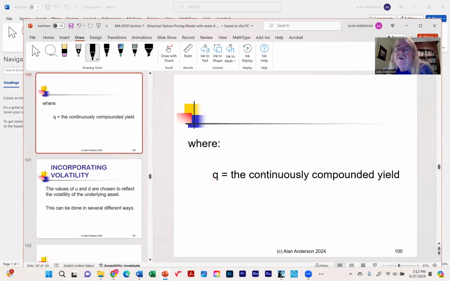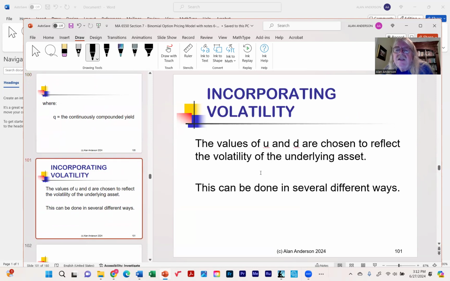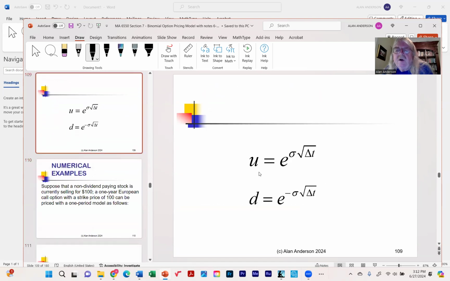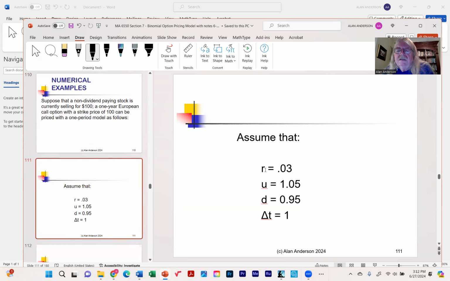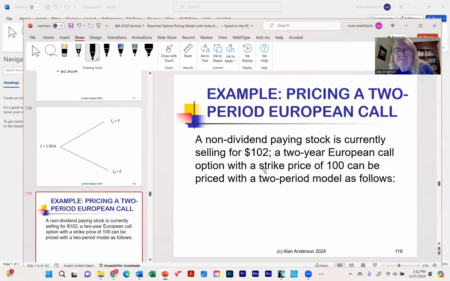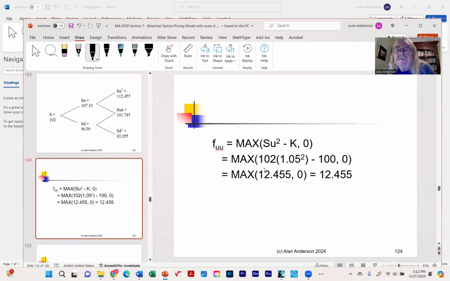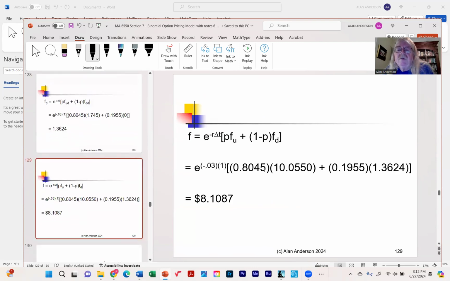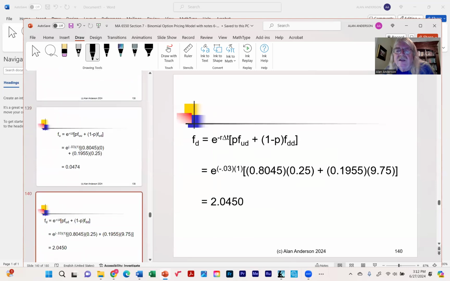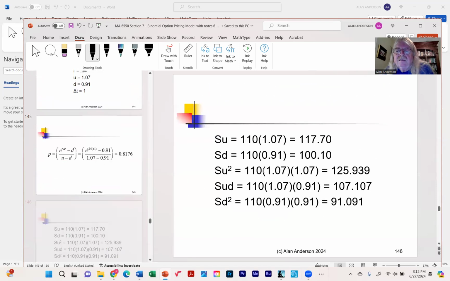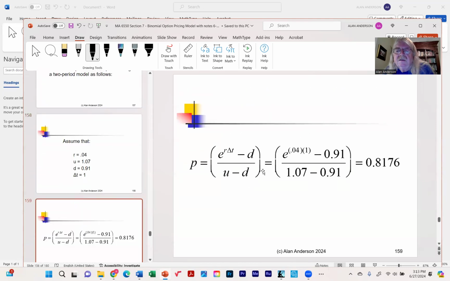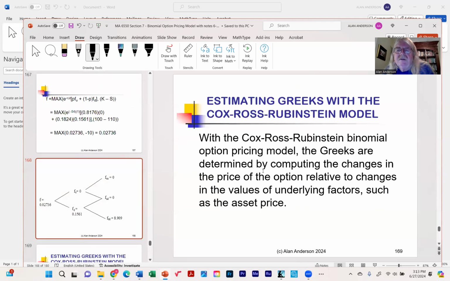Oh, and by the way, what if your asset provides cash flows? Then, of course, we have to put Q's all over the place. And oh, here's the definition of u and d. But where would that appear? The probability p and the 1 minus p would be affected if your asset has some kind of a cash flow. Let's see if we can find that formula here. Maybe it's not in this chapter.